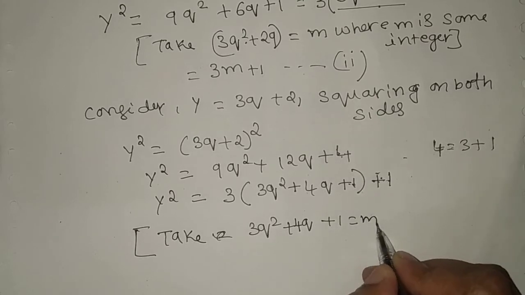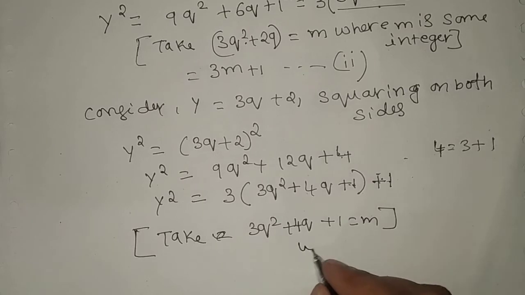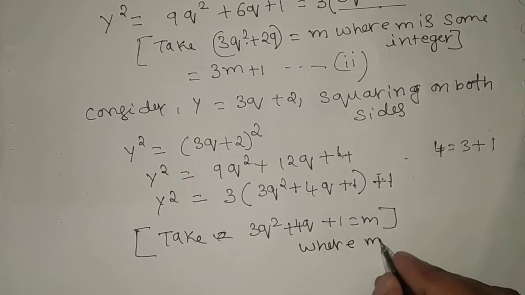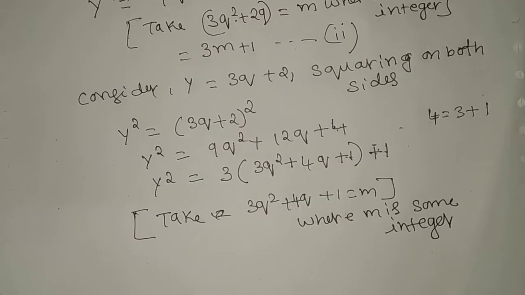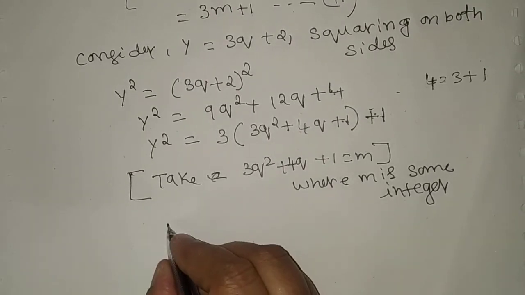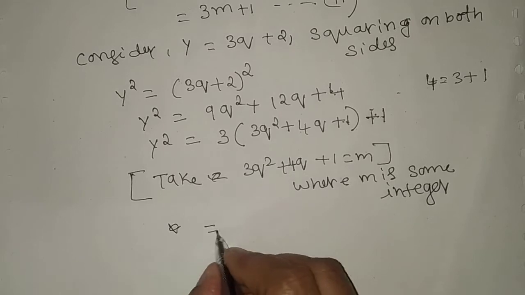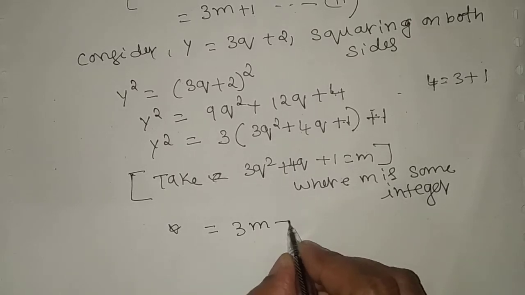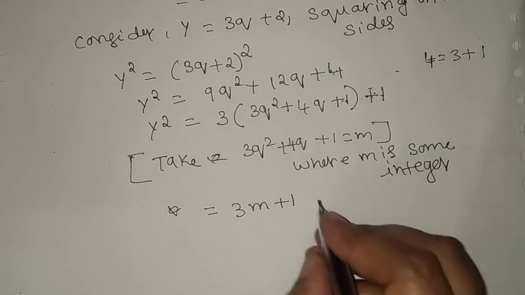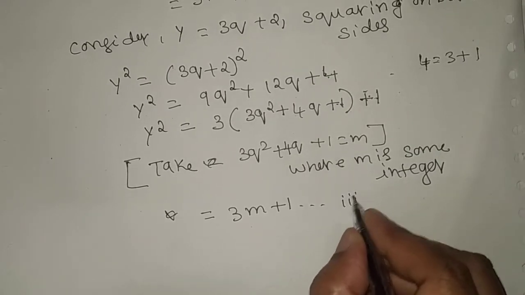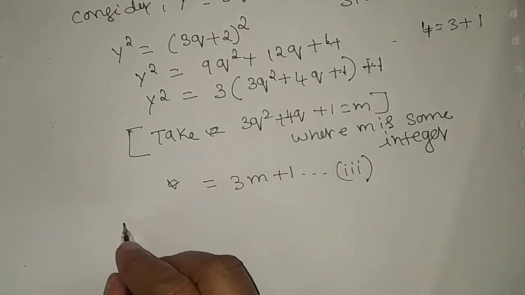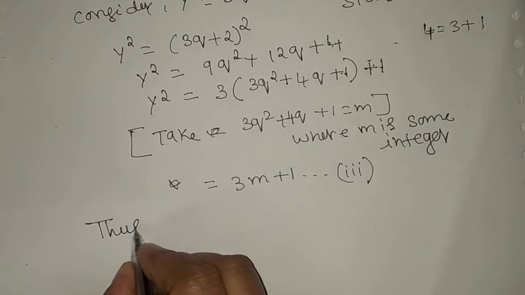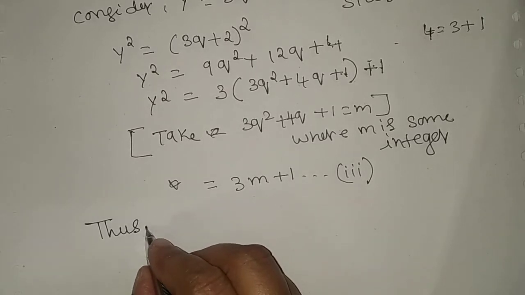is equal to m, where m is some integer. Therefore what happens, we have to substitute here, that is 3 into m plus 1. So this is the third equation, where m is some integer. Finally, thus we can write, this is the proper solution of the fourth problem.